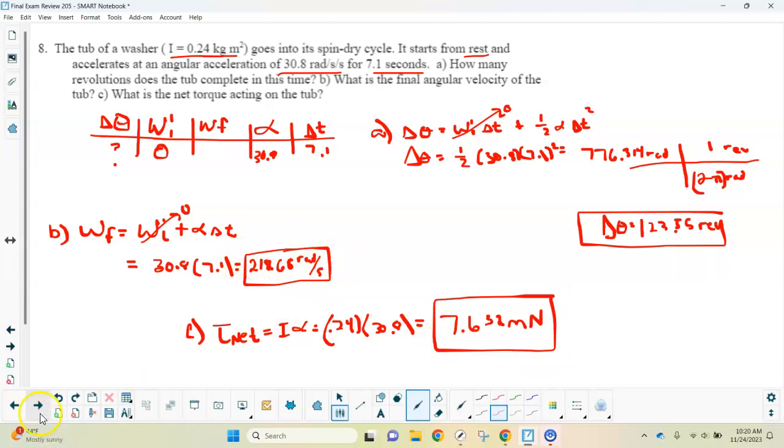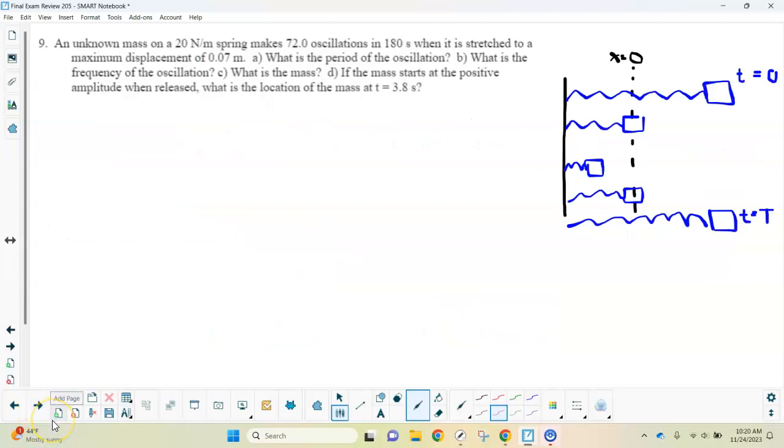So that's your answer for that one. All right, so two more. These last two are dealing with simple harmonic motion type ideas. So it says an unknown mass on a 20 Newton per meter spring, so that's K. And it makes 72 oscillations in 180 seconds when it's stretched from its maximum displacement of 0.07. So I kind of drew this out. So the amplitude is 0.07. That's your maximum displacement. And it's going to oscillate. And it says if the mass starts at the positive amplitude, so I'm starting over here, and it's going to oscillate back and forth and back and forth.